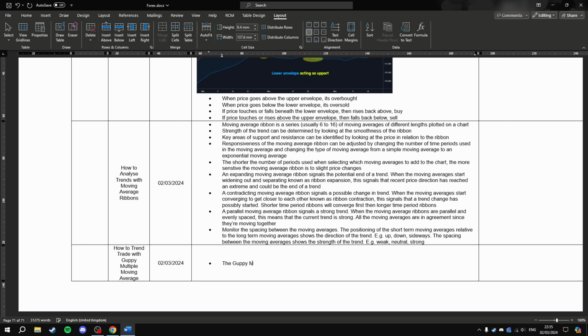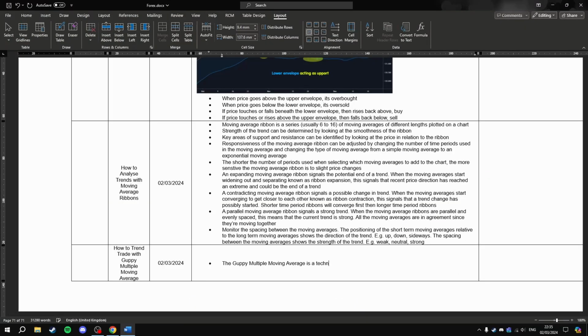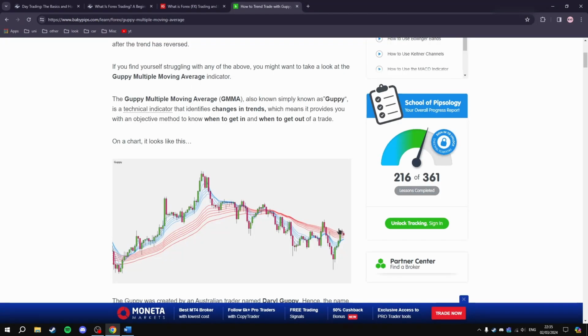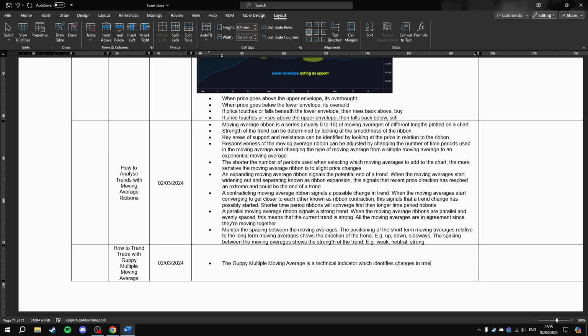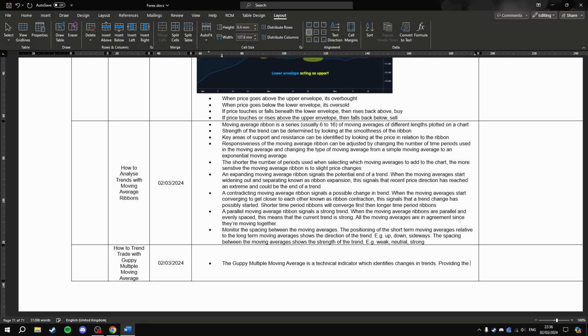The Guppy Multiple Moving Average is a technical indicator which identifies changes in trends, providing the trader with an objective method to know when to get in and when to get out of a trade.